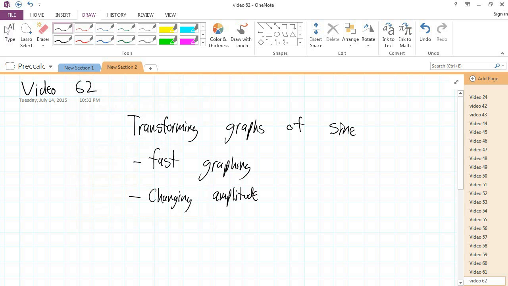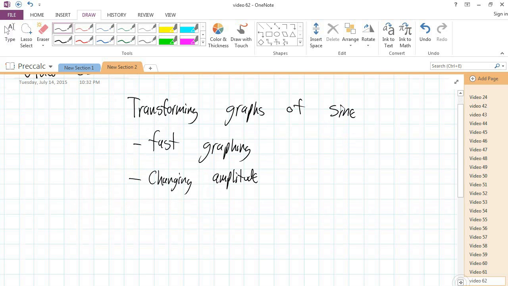The first thing that we need to learn is a faster way of graphing sine. And once we have that down, we'll use it to look at graphs where the amplitude of sine is changed. So yeah, let's get started.